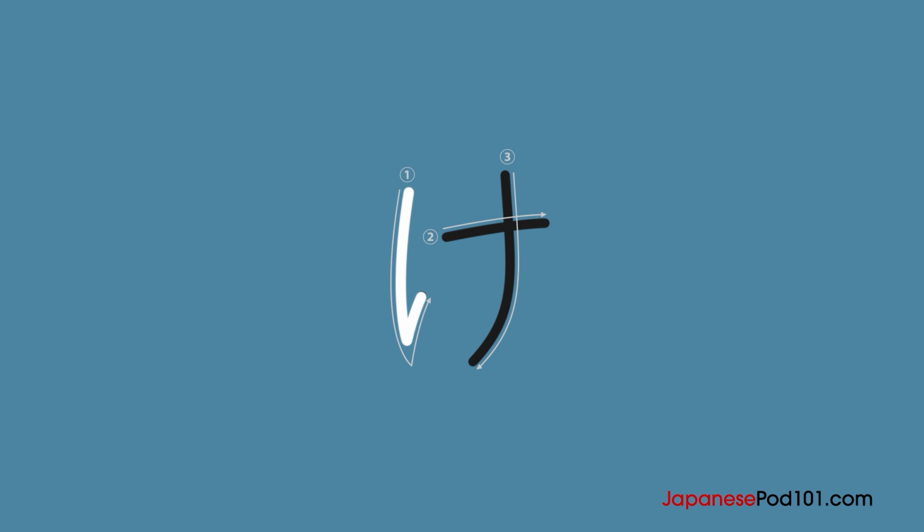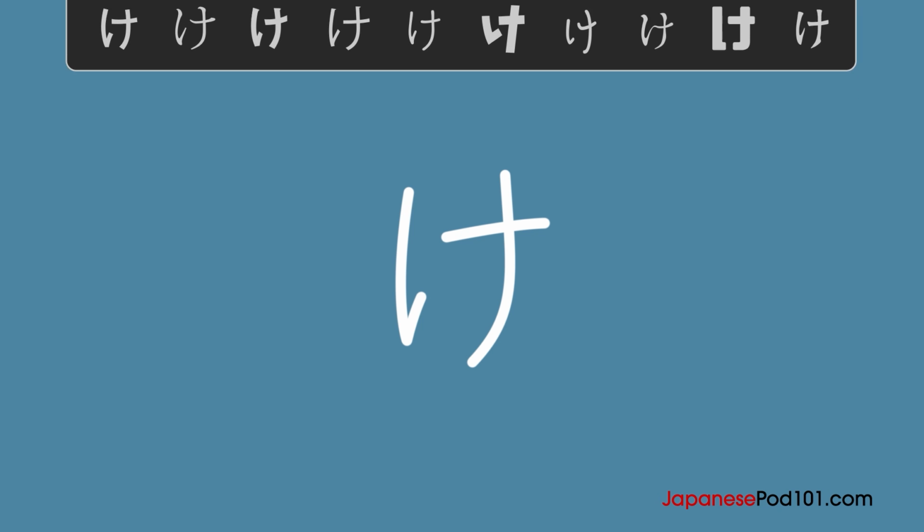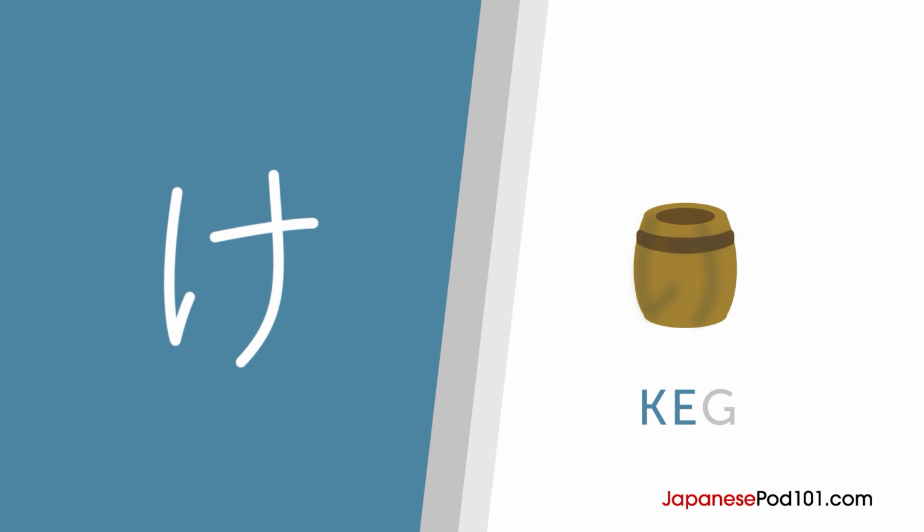This is the hiragana character ke. Ke looks like a keg, doesn't it? Just like the first 3 characters, ke can be modified by a dakuten. Ke with a dakuten is pronounced as ge. Ke, ge, ke, ge.